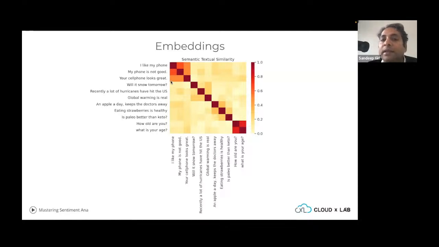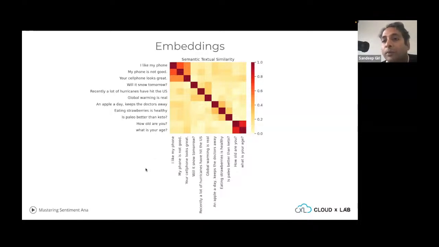So using embeddings, you can find the similarity, how far it is and so on. Now, will it snow tomorrow and I like my phone is not at all similar, therefore it is lighter. So this is generated using the distance between embeddings. All right.